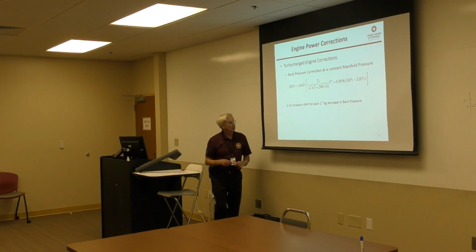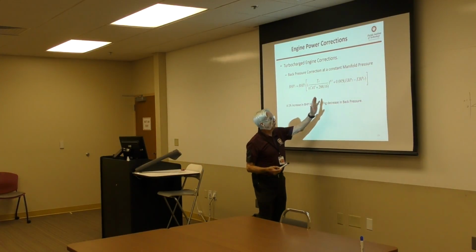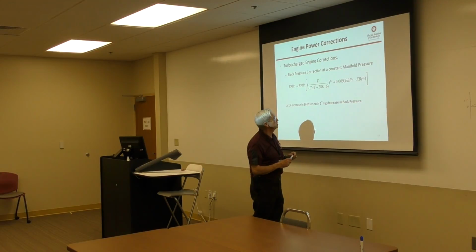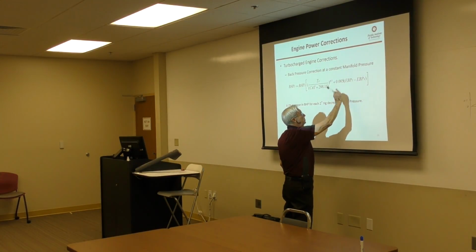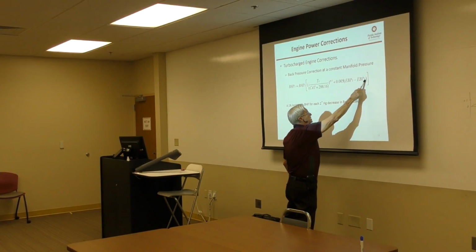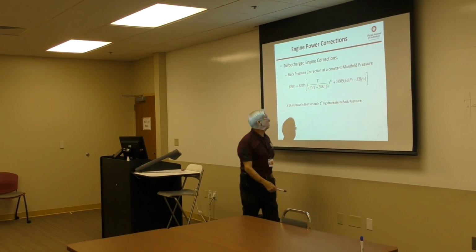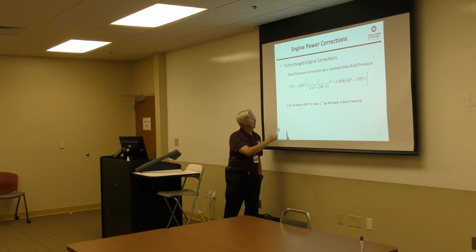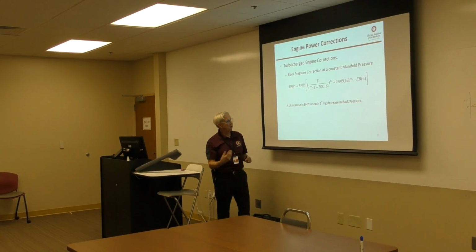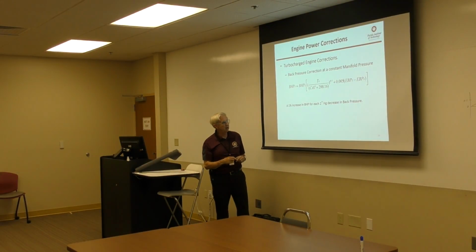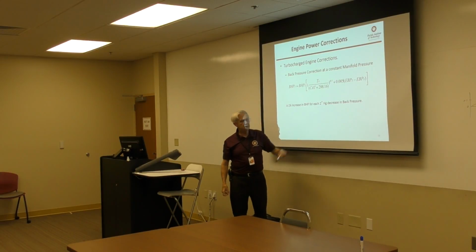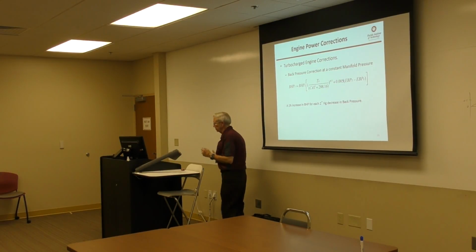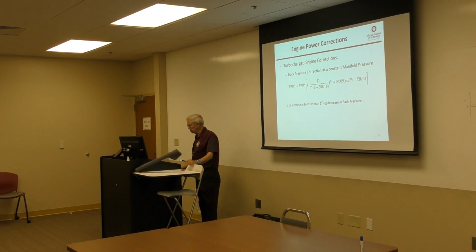For this, this is the one for the turbocharged engine. This is the exhaust back pressure, the test value that we read, and this is what it should be, the standard. And generally about a 1% increase in horsepower for 2 inches of mercury decrease in the exhaust back pressure is about what that works out to be.